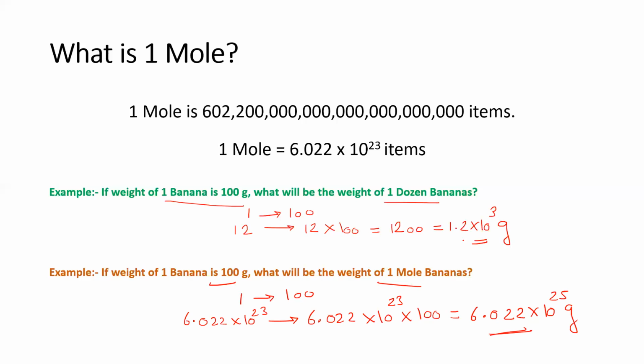Okay, guys. So I hope what is 1 mole is clear to you. 1 mole is nothing but just 6.022 into 10 to the power 23 items. Items can be anything. It can be apple, it can be a car, it can be number of atoms, it can be number of molecules, it can be number of anything. Just like 1 dozen is 12 items, 1 mole is 6.022 into 10 to the power 23 items.